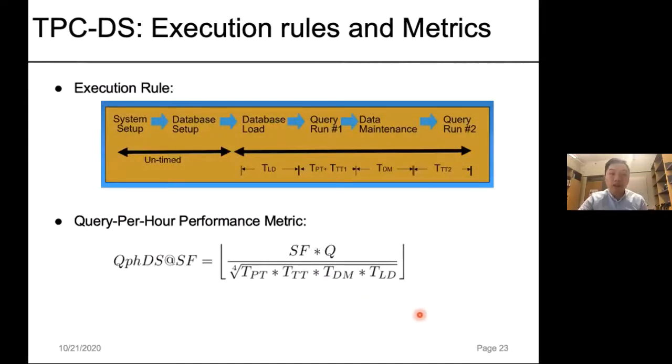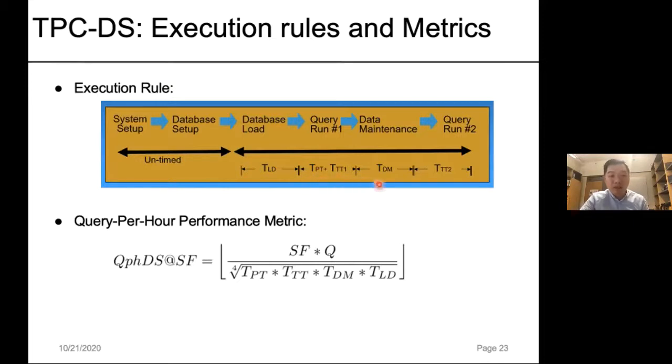So for the execution rules, it consists of 6 phases: system setup, database setup, database load, query run 1, data maintenance, and query run 2. And the first 2 phases are untimed, and only the latter 4 phases are timed. So for the database load phase, the TPC-DS will measure the loading time, and for query run 1, it will measure the power test performance plus the throughput performance.